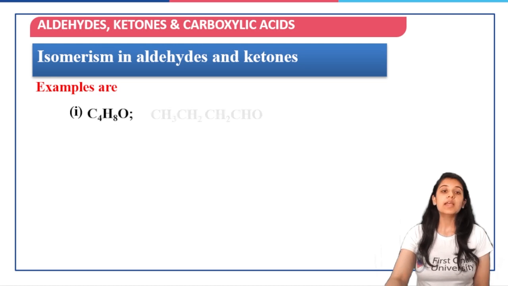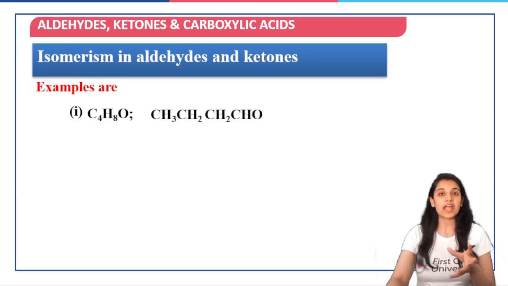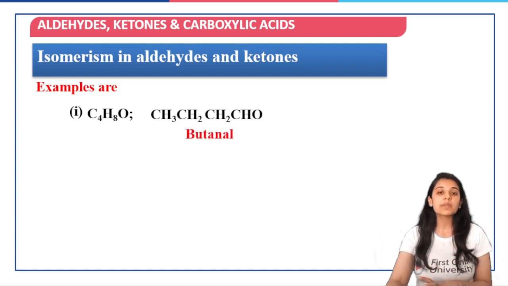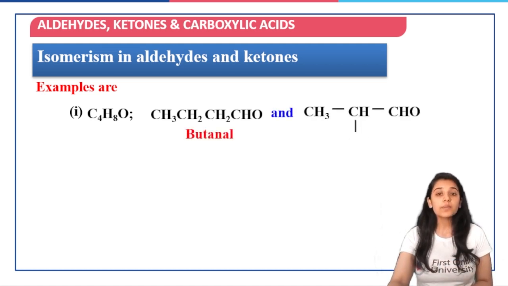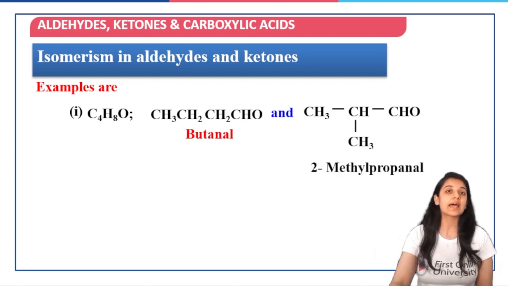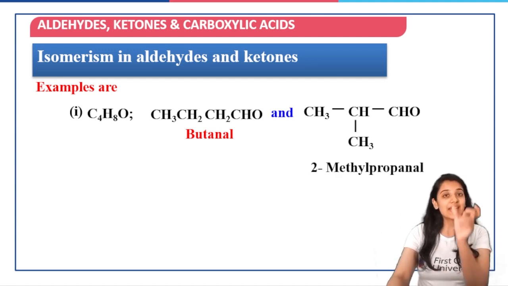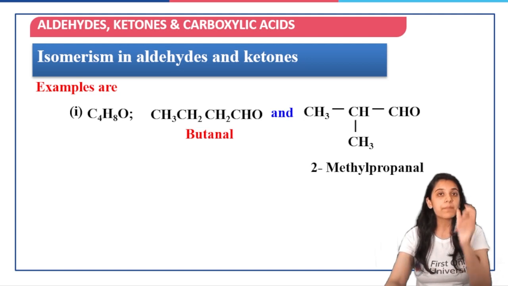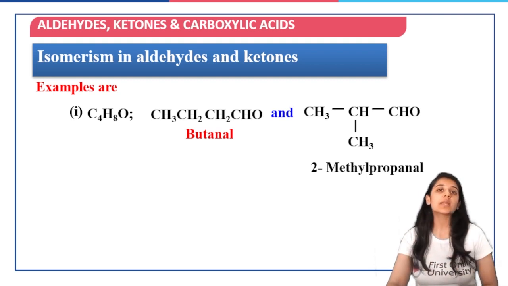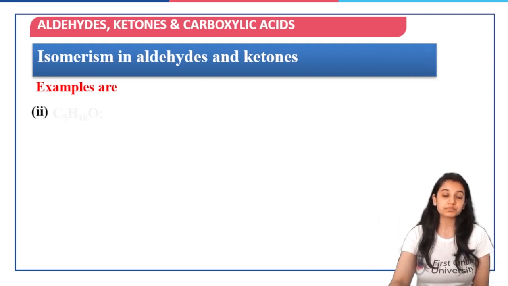For example, if we have, say, C4H8O, that's the molecular formula that is given to us, what are the possible compounds that we can form? We can form butanol, or we can also have the formation of 2-methylpropanol. So here the length of the chain is different because of a branching that is appearing in the second isomer. Since they differ in the length of the chain, we call them chain isomers.